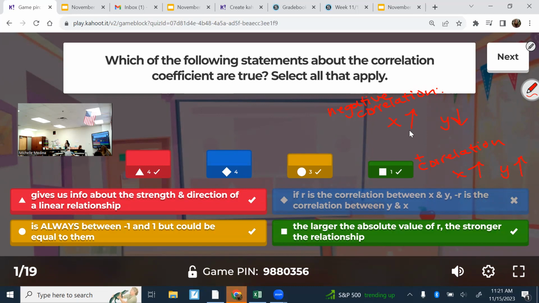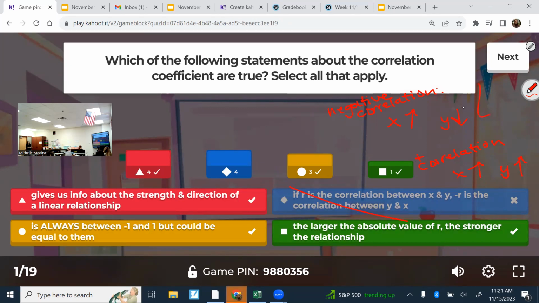That's why on some of your constructed responses, I'm having to take off points. Like when we ask, why is it positive? What makes it positive? Some of you say it goes up. Well, what goes up? It has to be that both of them are going up, X and Y, if it's a positive correlation. And then it has to be that it's going down from left to right if it's a negative correlation.